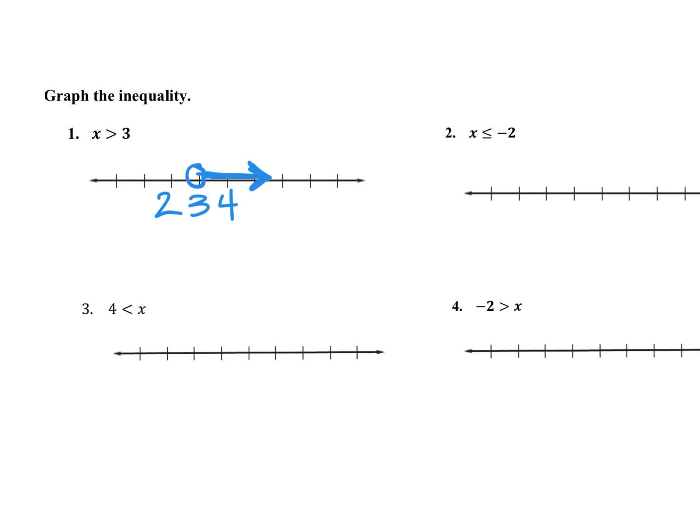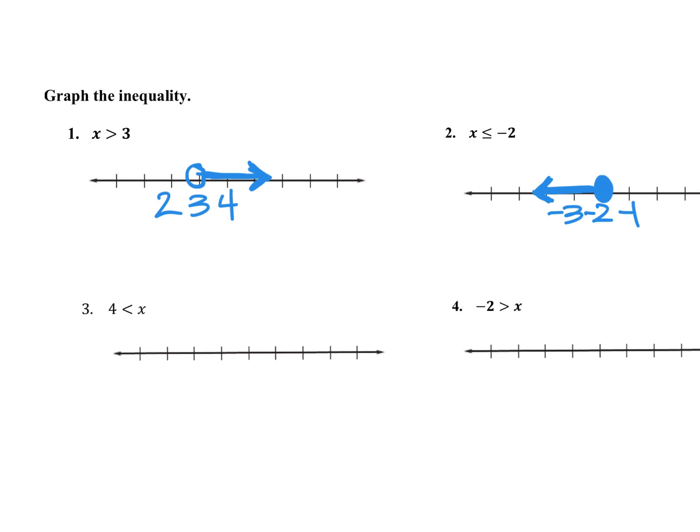Now I have x is less than or equal to negative 2. So let's do negative 3, negative 2, and negative 1. Less than or equal to. Because it's equal, it's going to be a solid dot, and it's going to be everything that is less than, so we're going to be going to the left.